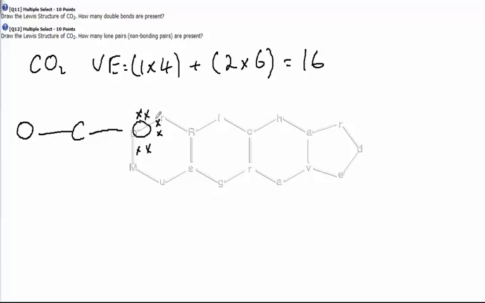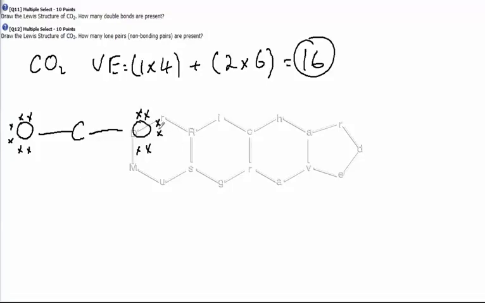So that means adding 6 to this oxygen, because these 2 electrons are shared between the carbon and the oxygen, so they're both owned by the carbon and the oxygen. And I'll do the same thing over here, just making sure I don't use any more than my total of 16. Alright, so that would be 2, 4, 6, 8, 10, 12, 14, 16. So I've used up all my valence electrons.